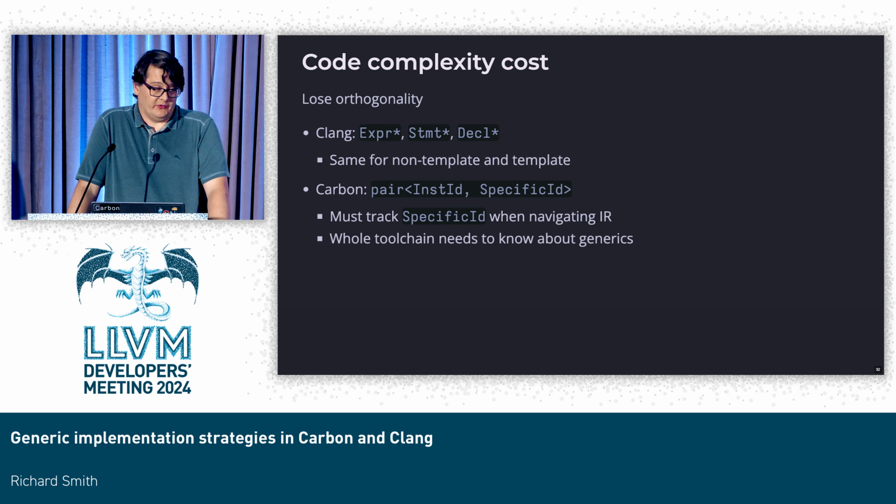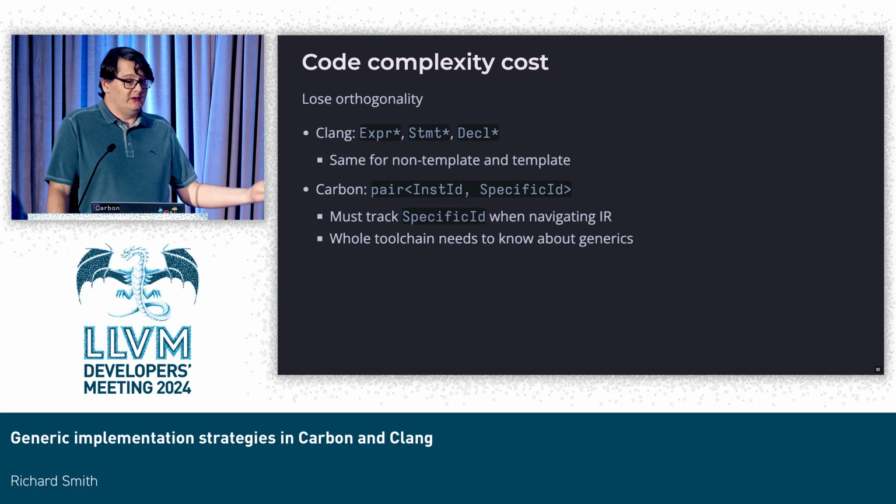And Clang's approach gives us that to a large degree. In Clang, you can have a pointer to an expression, and it points to an expression. You don't need to know whether that's inside a template instantiation, where it came from, which template instantiation. And likewise, for a declaration, you can ask for its initializer, and you get an expression. You don't need to know anything more than that. Code that wants to care about templates can, but code that doesn't want to doesn't have to.